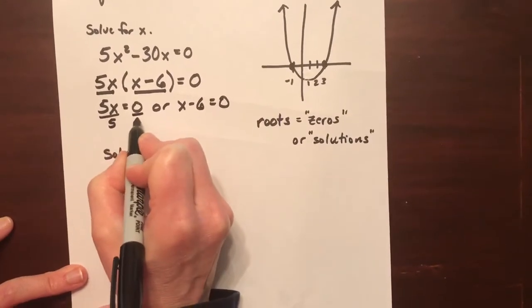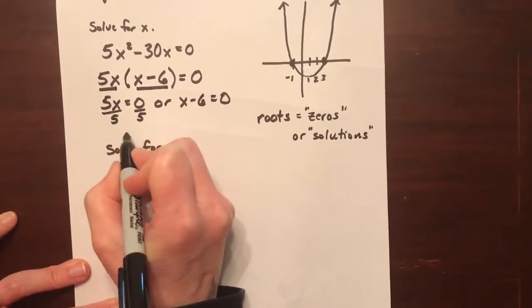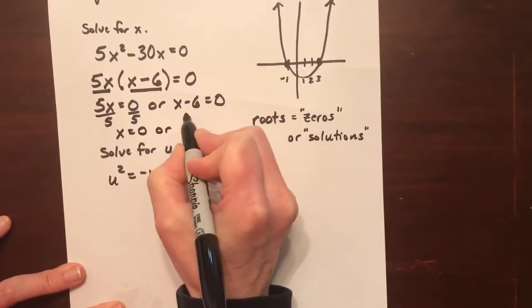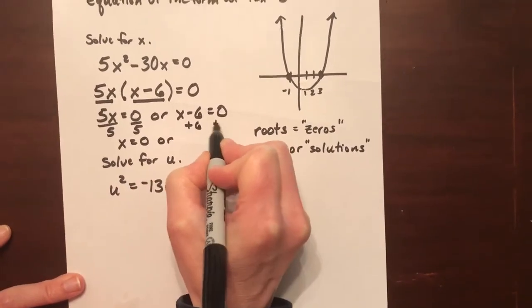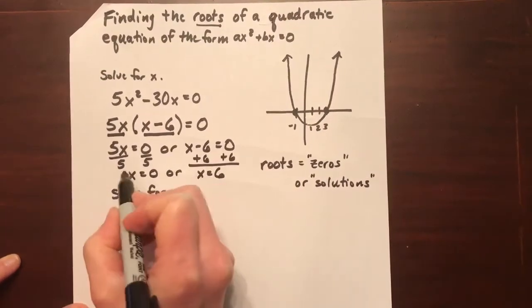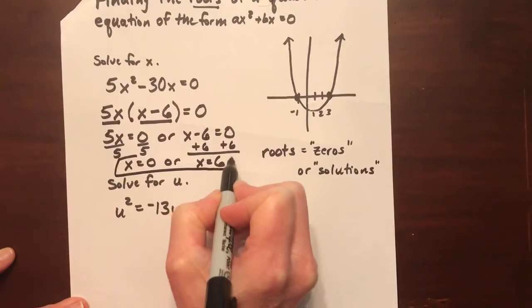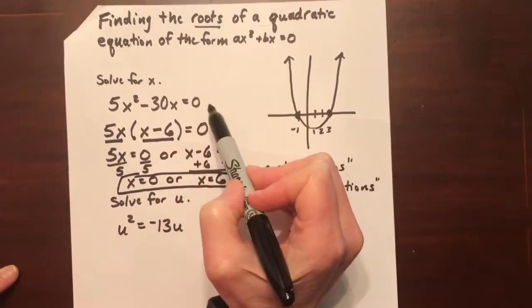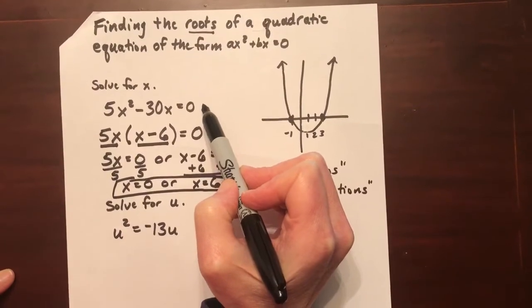First, I'll divide both of these sides by 5 to get x alone. So here x would be equal to 0, or in the second case, by adding 6 on both sides, I could have x equal to 6. So 0 and 6 are the two solutions or roots of this particular quadratic equation.